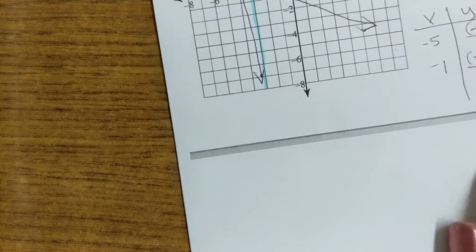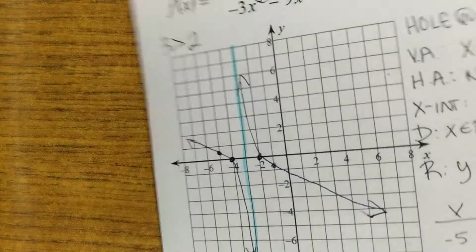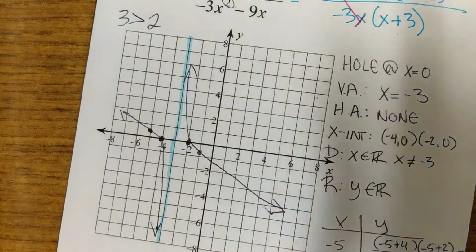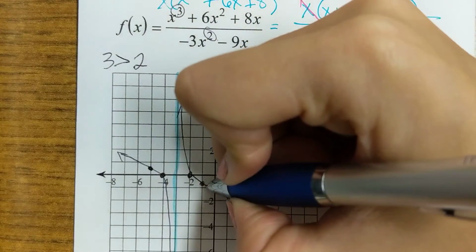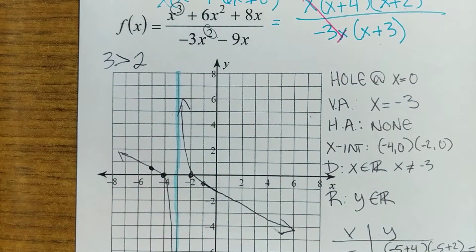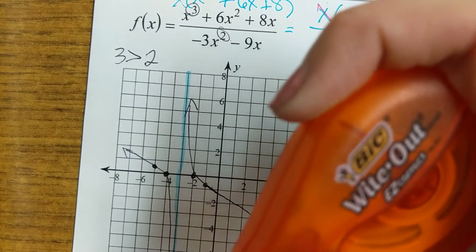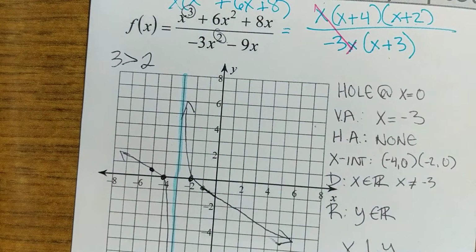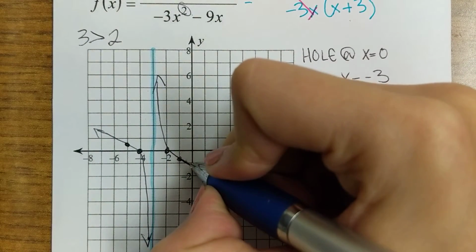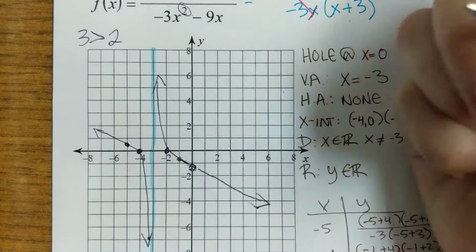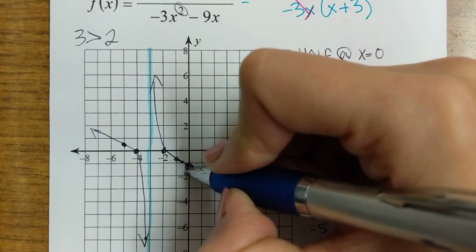Oh my goodness! I didn't do the hole. I totally forgot about my hole. I have a hole at 0. So, at this point in time, we will erase the hole, or you can white it out. And then we would draw that hole in. Wow, that's really not a pretty hole.